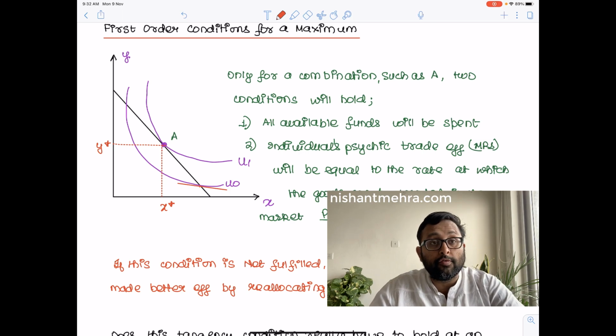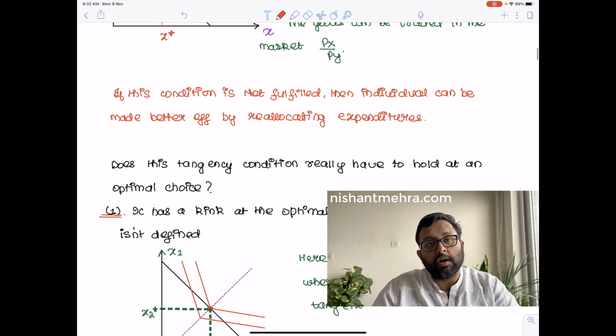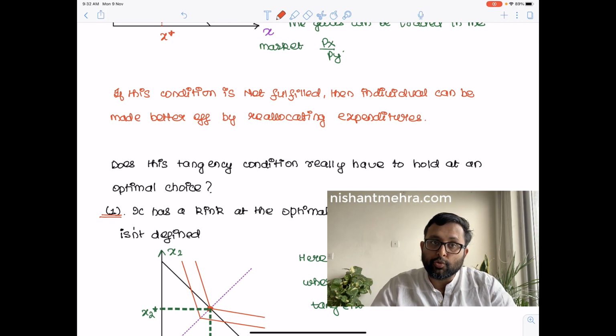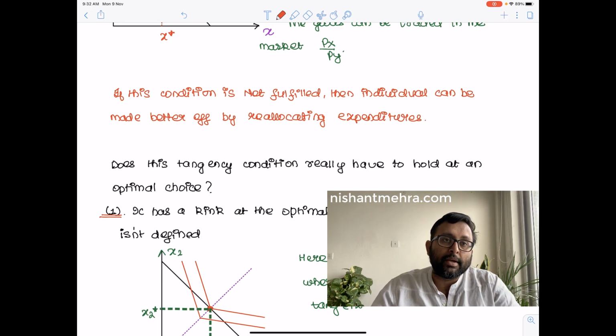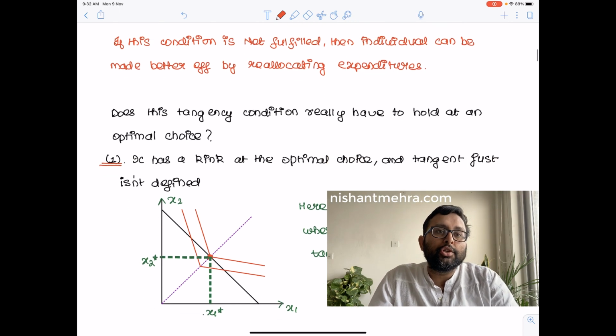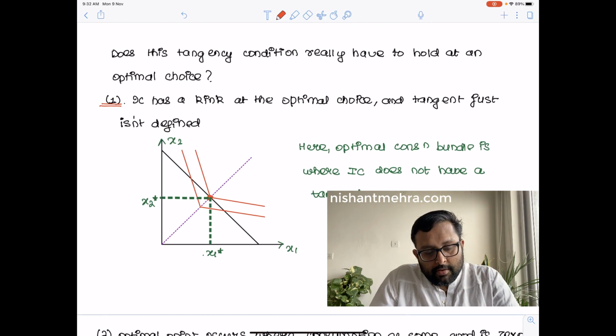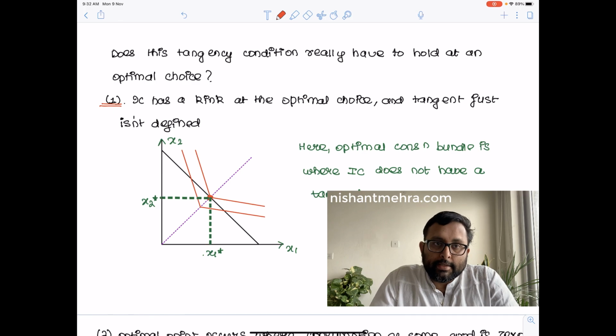If this condition is not fulfilled, then of course you can make a rearrangement in the choices of X and Y by reallocating your expenditure so that you can maximize your utility. Then the question is, does this tangency condition really hold every time? Well, at the optimal choice, it is not necessarily true always. If you look at these kinky preferences, the way I've drawn it here, the optimal point is a kink. And at a kink, your MRS is not defined, right?